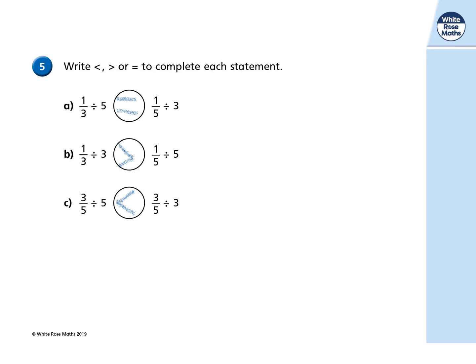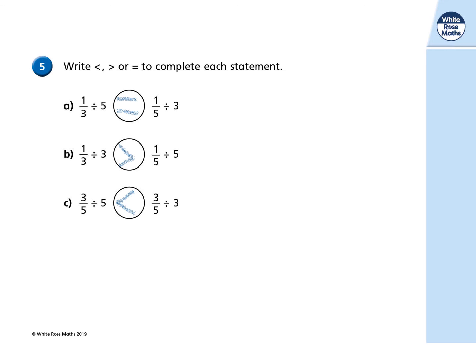And here you go. Here we've got the answers. 1/3 divided by 5 is going to give you 1/15. And 1/5 divided by 3 is going to give you 1/15. So they are equal. For B, 1/3 divided by 3 is going to give you 1/9. Whereas 1/5 divided by 5 is going to give you 1/25. So in B, the first one is larger. The 1/9 is larger than 1/25.